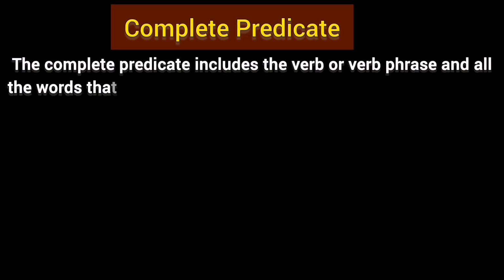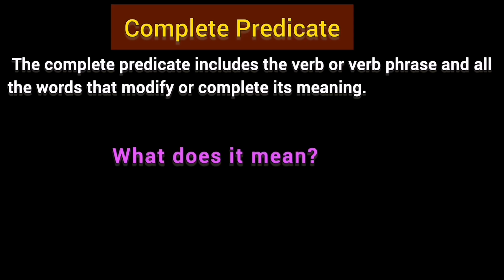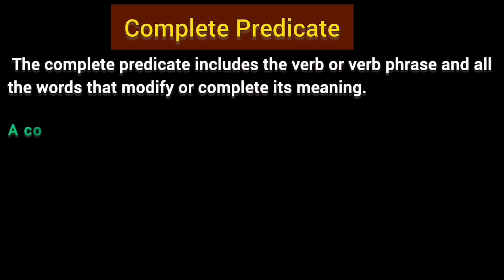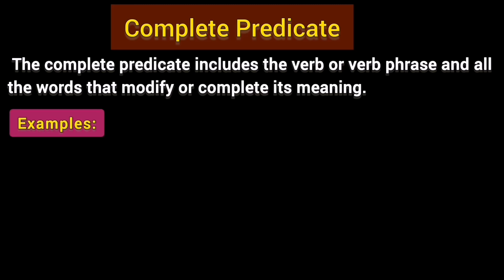The complete predicate includes the verb or verb phrase and all the words that modify or complete its meaning. What does it mean? Simply, it means that a complete predicate is the opposite of simple predicate because a simple predicate doesn't have modifiers, objects, and complements, but a complete predicate must have these elements. In other words, you can say that this predicate includes object, complement, or modifier. Just look at these examples.